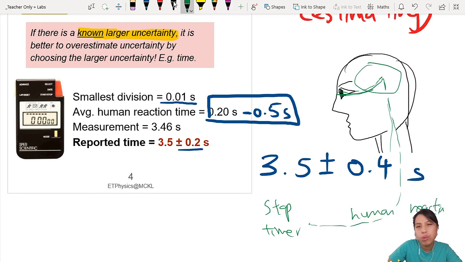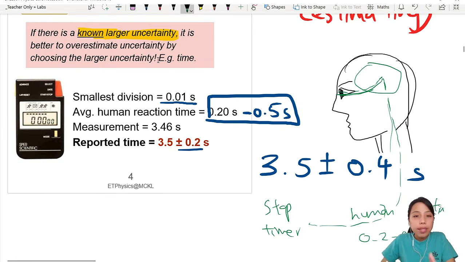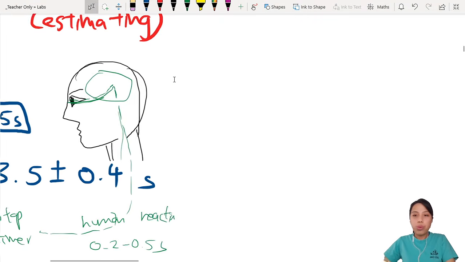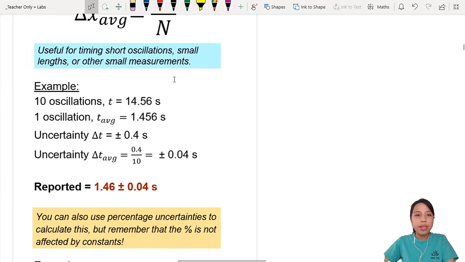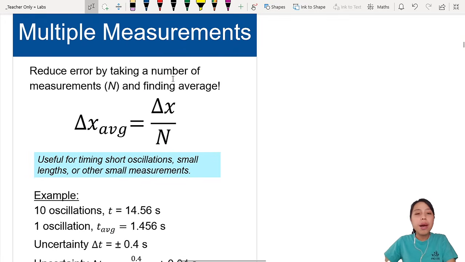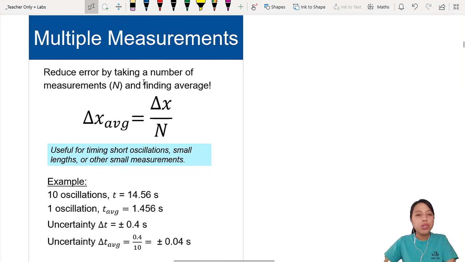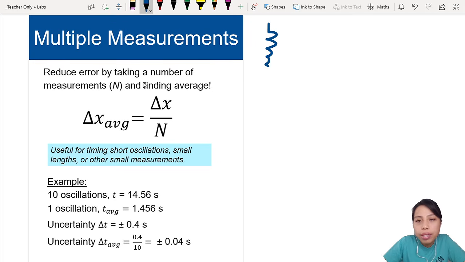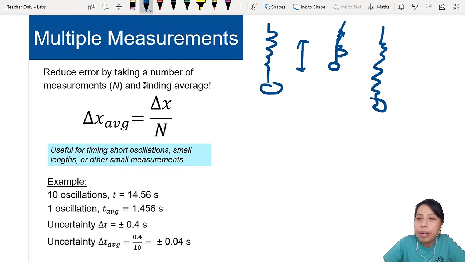Some people, if you play sports, you play a lot of games, generally your human reaction time is faster. So 0.2 to 0.5. You need to take this into account. And sometimes when you're doing something related to time, there is a technique called multiple measurements. We know for one measurement your uncertainty is already 0.2 to 0.5. So let's say you are trying to time a spring that is bouncing up and down, and you want to find one oscillation, the time it goes up and comes down. What's the time?